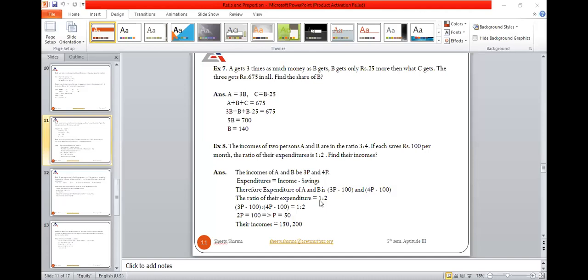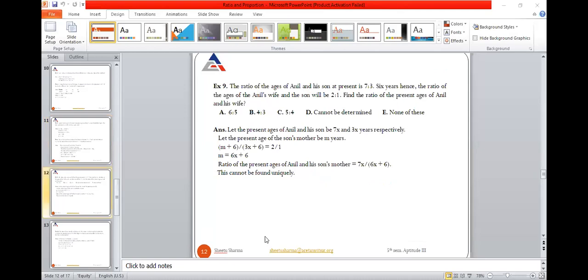Now its ratio is in the form of 1:2. The ratio of expenditure is given. This is 1:2. So take these two, because we are taking the ratio of the expenditure. 3P minus 100 divided by 4P minus 100 is equal to 1 by 2. You can cross multiply these two terms. Solving this equation, you will get the value of P as 50. Substituting the value of P in 3P and 4P, you will get the incomes as rupees 150 and rupees 200, right?